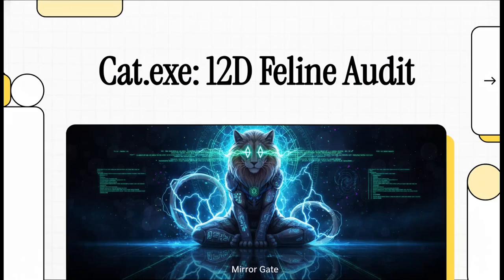Welcome to this explainer. Today we are doing a complete tech teardown of the domestic house cat, or as we're calling it, cat.exe. We're going to look at this creature not as your fluffy little pet, but as a highly engineered, 12-dimensional biological modem. We're going to dig into the exact physics, the ancient cosmology, and the physical hardware that strongly suggests cats are localized source nodes, just hiding right there in plain sight.